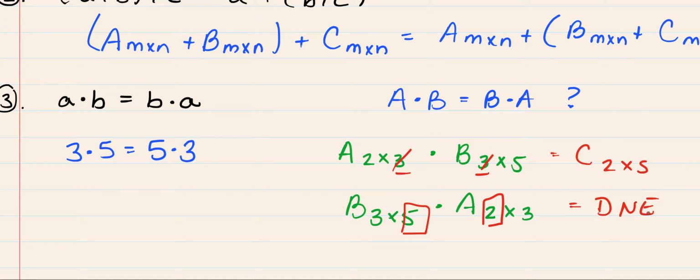So it's possible to multiply A with B, but not to be able to find B with A. However, if the matrices are square, you can multiply them.